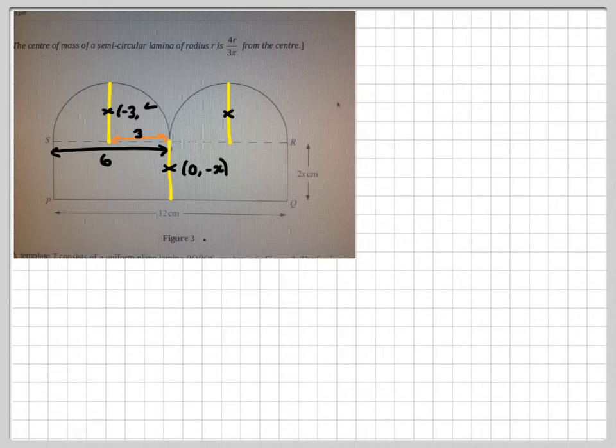Now I'm using the formula given at the top, 4r over 3 pi, to find how high up the centre of mass is, i.e. the y coordinate, and if I put 3 into that formula, you should see I'll simply get 4 over pi. So for the two semicircles, one will have a centre of mass at minus 3, 4 over pi, and the other one at 3, 4 over pi, as shown.